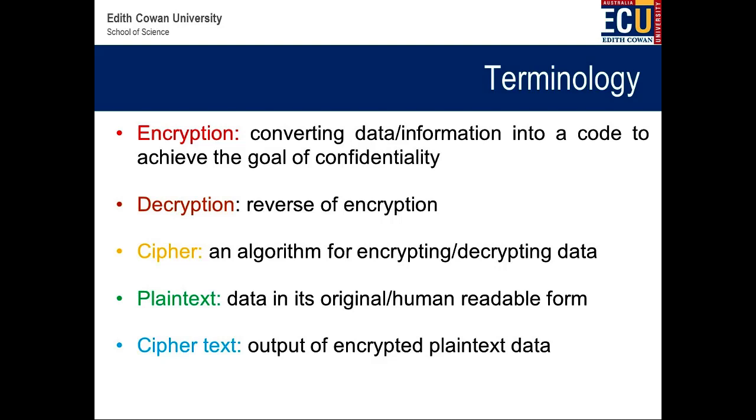Cipher is an algorithm for encrypting or decrypting data. Plain text is the original human readable form that we all understand. Ciphertext is the output of the encrypted plain text data.